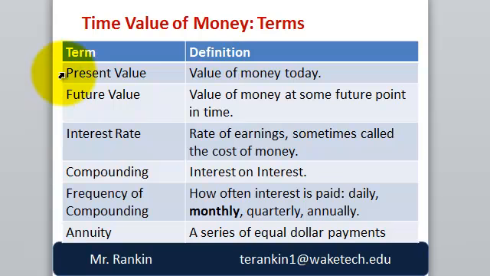Quick review of the terms so you can use the calculators. Present value is the value of money today. Future value, the value at some future date. The interest rate is the rate of return we're earning. Compounding is interest on interest. Frequency of compounding is how often it's paid. And an annuity is a series of equal payments.